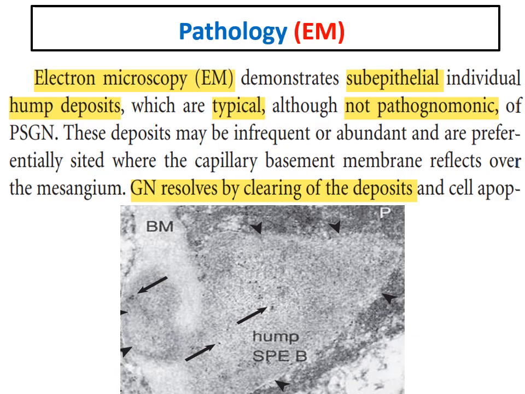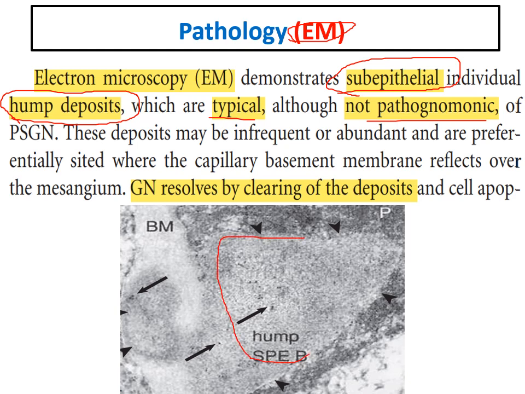What about the electron microscopy? Of course, we have the characteristic subepithelial humps, which are typical but not pathognomonic. It is important to know that subepithelial humps can occur with other conditions like C3 glomerulopathy, C3 glomerulonephritis, and dense deposit disease. This is the Bowman capsule, this is the parietal layer, this is the podocytes, and this is the subepithelial deposits.